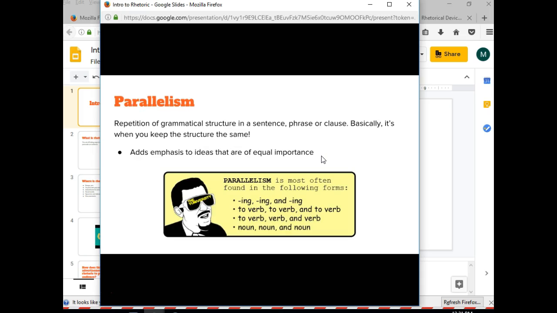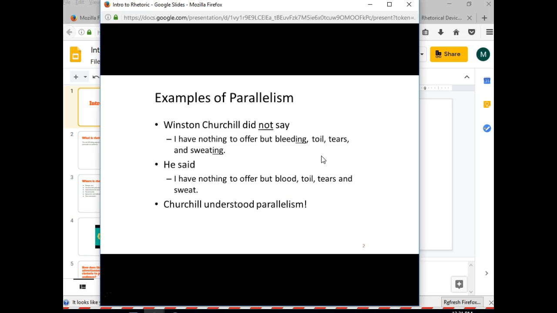Okay, for sure. Alright, parallelism. This is a difficult concept, so look at the board. There are two we're going to go over.